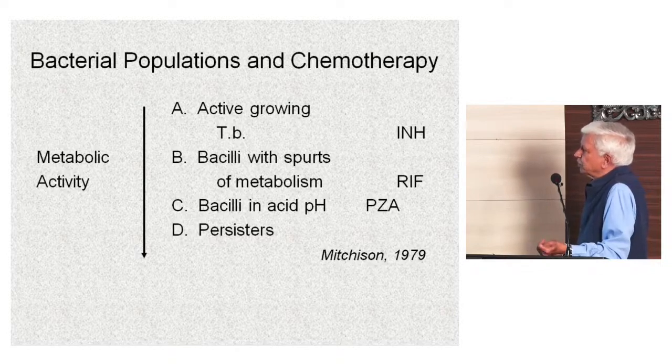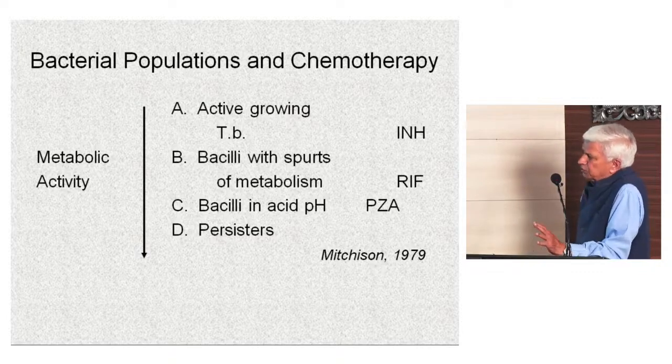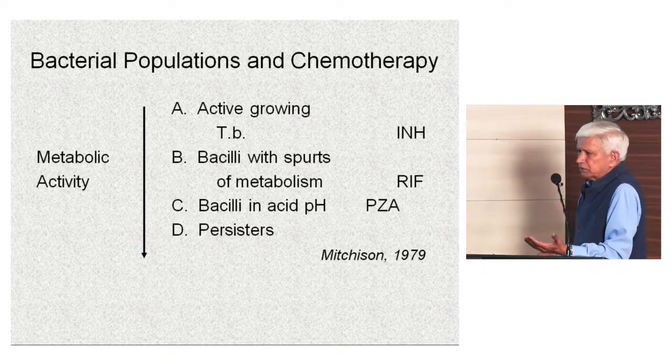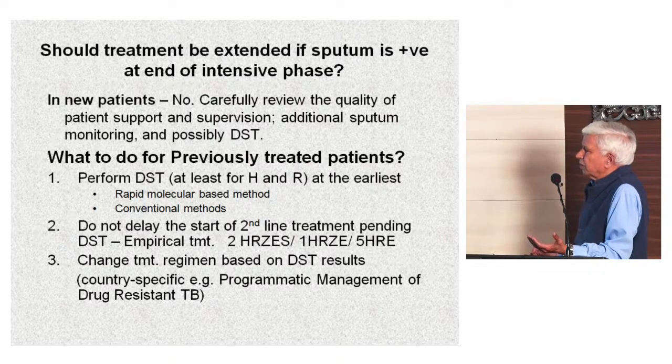You see, the actively growing tubercle bacilli with spurts of metabolism, bacilli in acid pH, and persisters, you see. And there are different drugs that act at different stages. This is not a hard and fast kind of classification, and it is not necessarily that you can always have 4 different populations. This is only a concept which has been built around the therapy. And now, of course, the reasons are different, perhaps genetic differences and so on. We will not go into those questions at present.